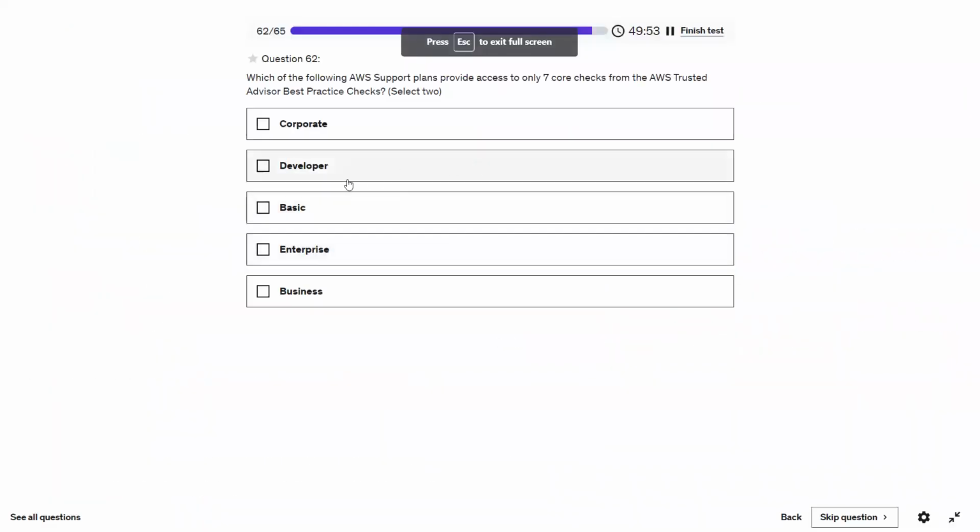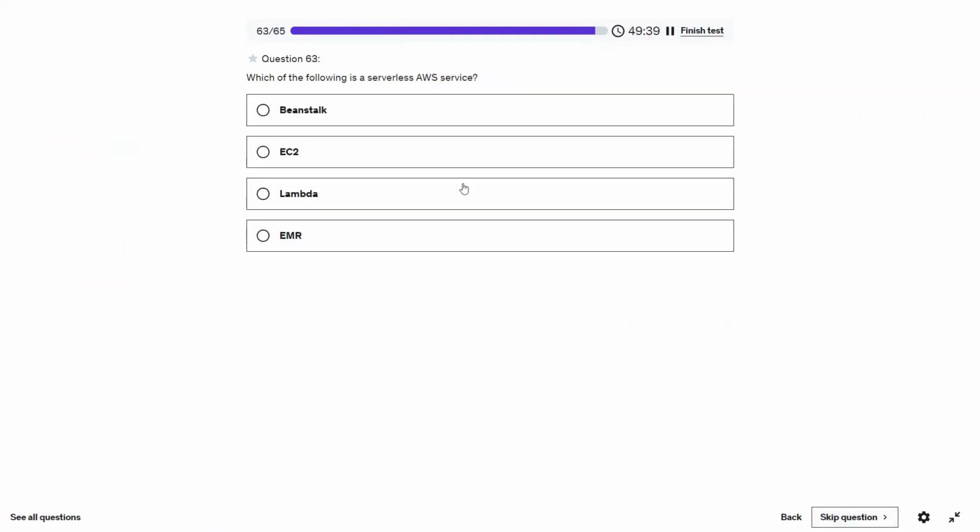basic plan. So only 7 checks can be provided in the basic and the developer. And corporate, there is no corporate plan. So if we take enterprise and business, then we can get all the checks rather than only 7. Which of the following is serverless? Lambda is the serverless.